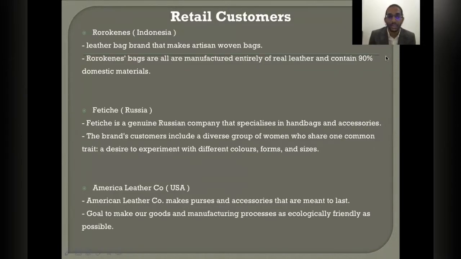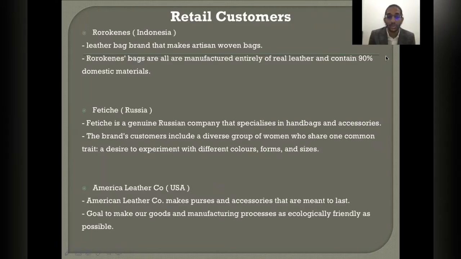Next will be Russia, which is a retail company called Fetich. Fetich is a genuine Russian company that specializes in handbags and accessories. Their brand customers include a diverse group of women who share one common trait, which is a desire to experiment with different colors, forms, and sizes in terms of leather.